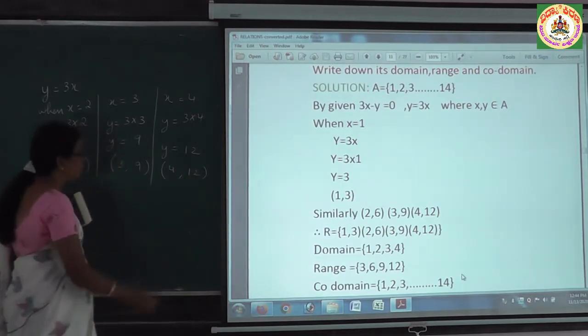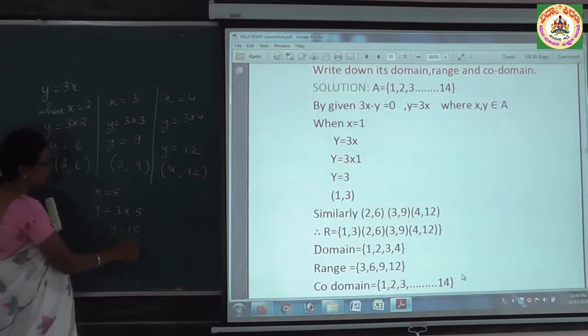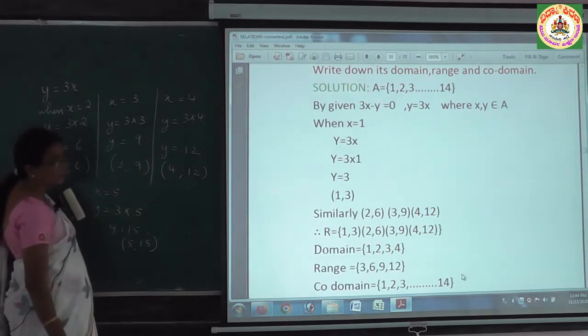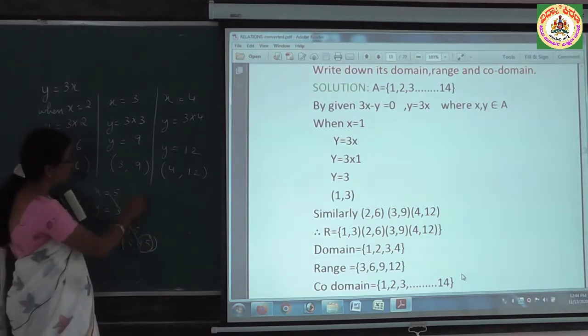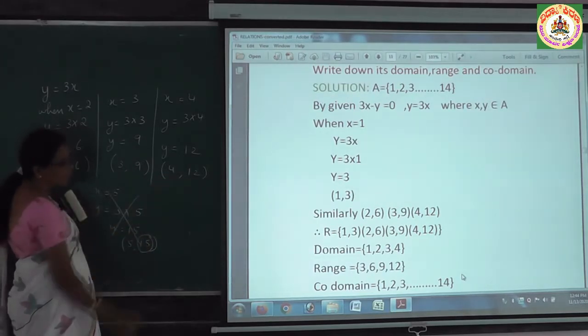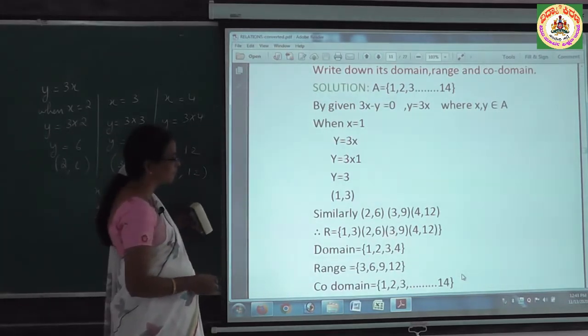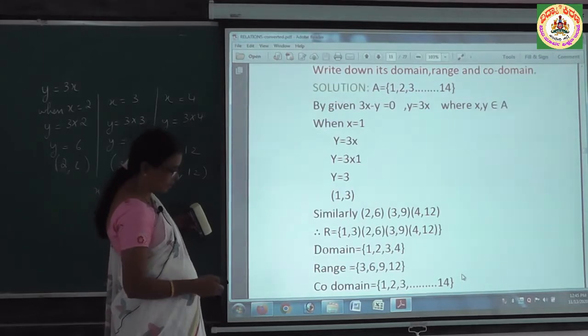Next, if you take x is equal to 5, what do we get? y is equal to 3 into 5, y is equal to 15. It will be 5 comma 15. But in the set it is given that A is equal to 1 up to 14. 15 is not there. So we will stop at 4 comma 12 itself. Now we have found the relation: 1 comma 3, 2 comma 6, 3 comma 9, 4 comma 12.